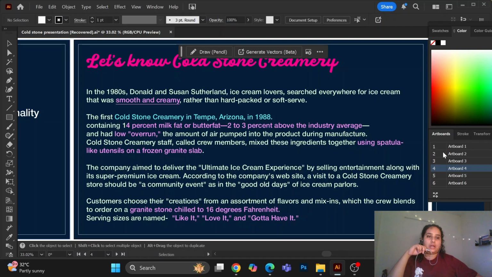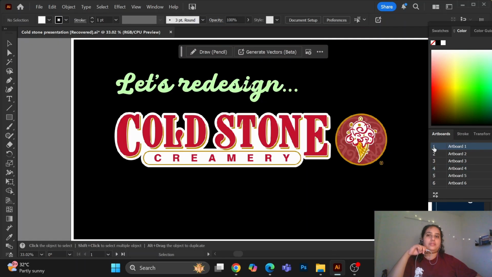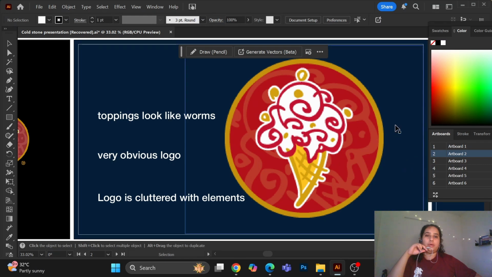Okay, so now we shall skip to why we are redesigning Cold Stone. What I found about the logo is that, quite frankly, I found it really ugly. You can see these toppings, they look like worms, and the logo is very generic, very obvious, embedded in a circle with just a random ice cream. It looks very generic, very untidy also. It is cluttered with too many elements.